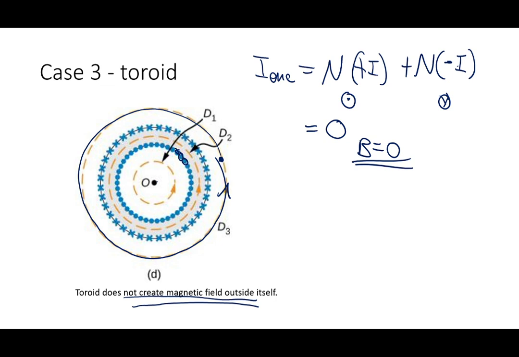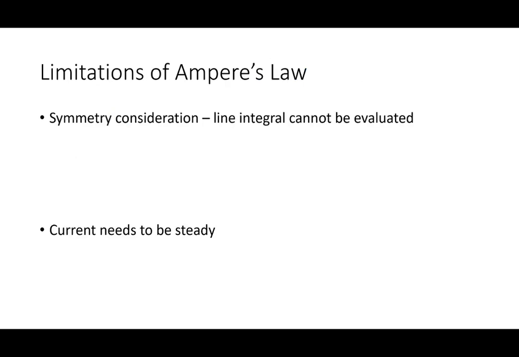So those are the kind of geometries: the straight line wire, the infinitely long solenoid, and the toroid. Those are usually done with Ampere's law because they're easy to do, and hopefully you would agree. But there are a couple of limitations of Ampere's law that I'll just quickly highlight. Just like Gauss's law, you need good symmetry in order for the line integral to give you something useful.